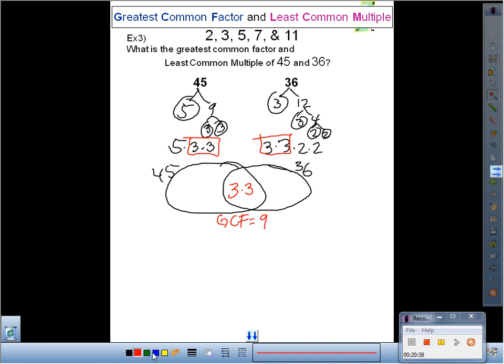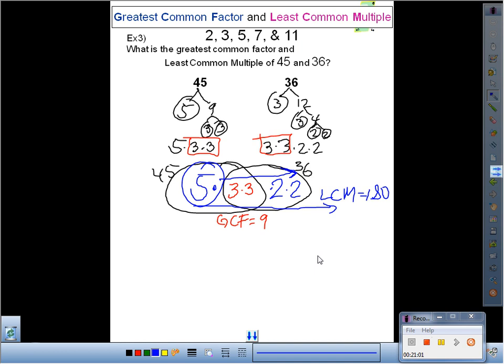Okay, good. What's left over for this side? A big 5. How about this side? 2 times 2. So therefore, to find my LCM, I multiply all the way across or use the shortcut. The easiest one is 5 times 36, right? So what is 5 times 30? 150. 5 times 6 is 30. So 150 plus 30, 180. Hands up if you got that. Okay, we got this, yes?